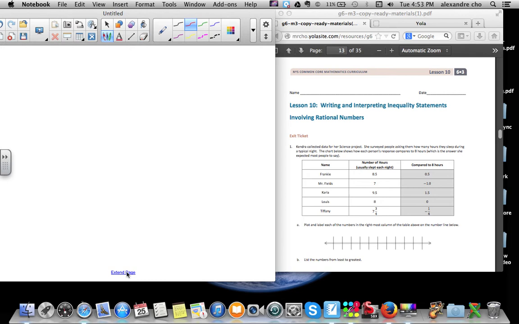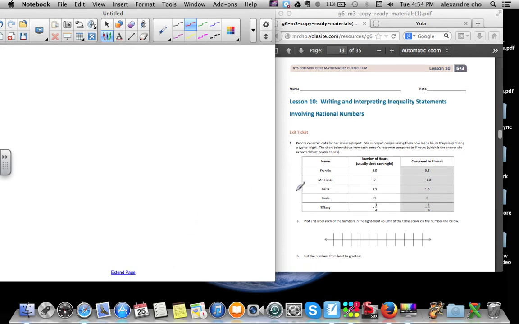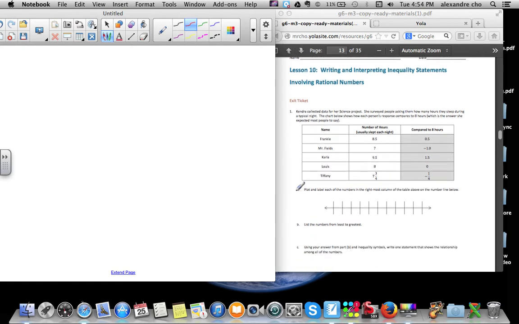Kendra collected data for the science project. She surveyed people asking how many hours they sleep during a typical night. The chart below shows each person's responses compared to 8 hours. Plot and label each of the numbers in the rightmost column of the table above and on the number line below. Okay, so here we have.